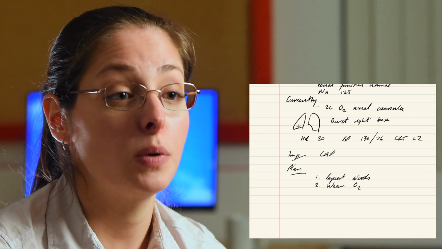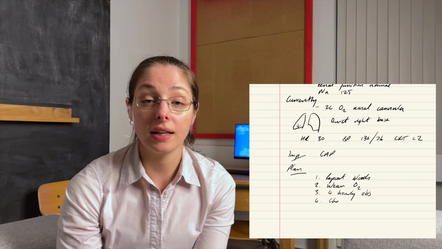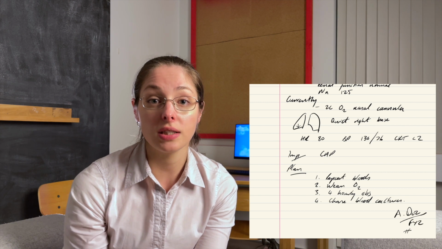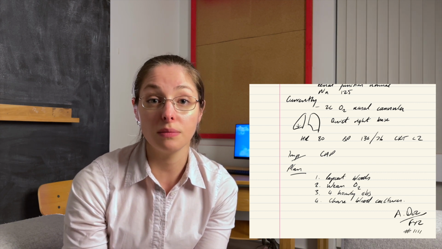At the bottom, you should put your name, your signature, and a bleep or a phone number so that the nurses can contact you if they have any questions about any of the stuff that's in the ward round entry.